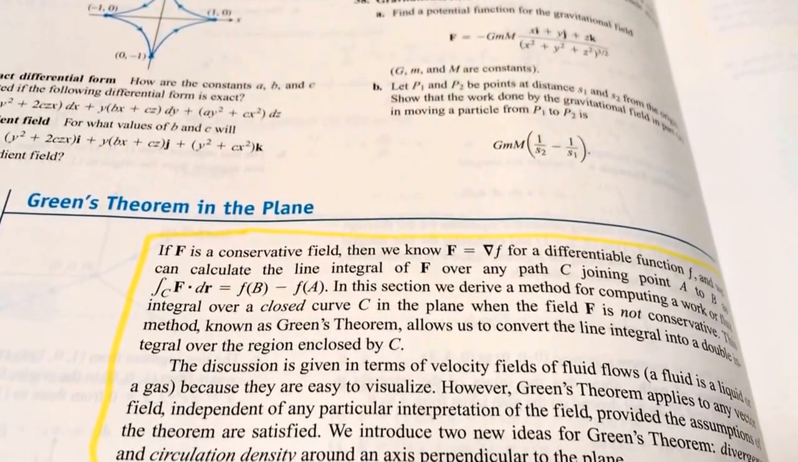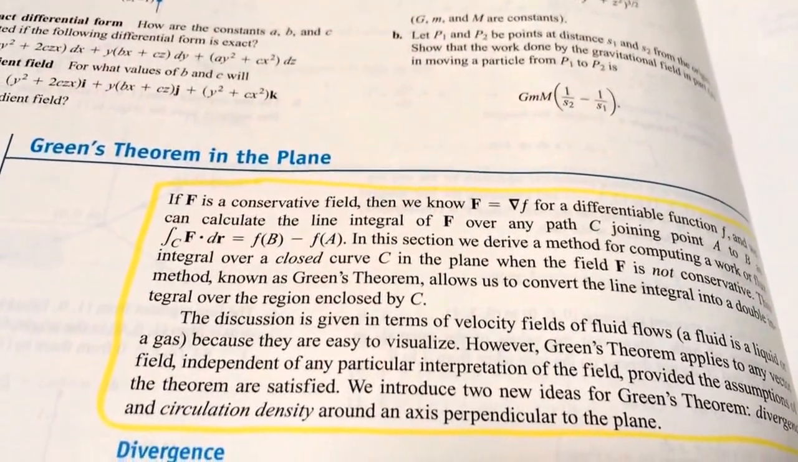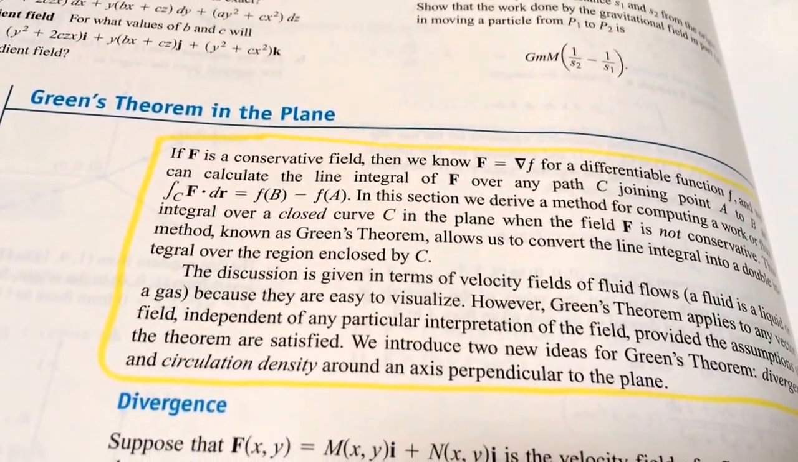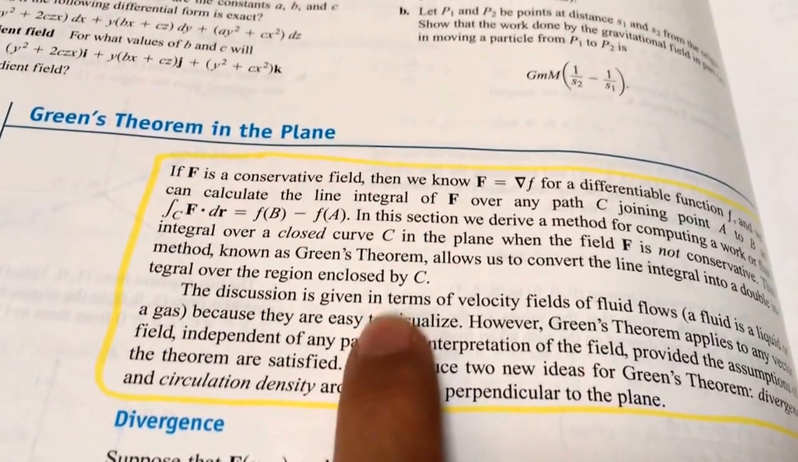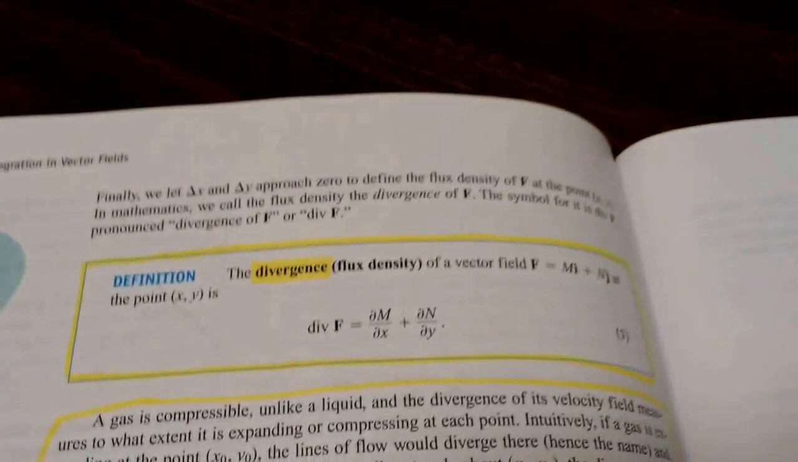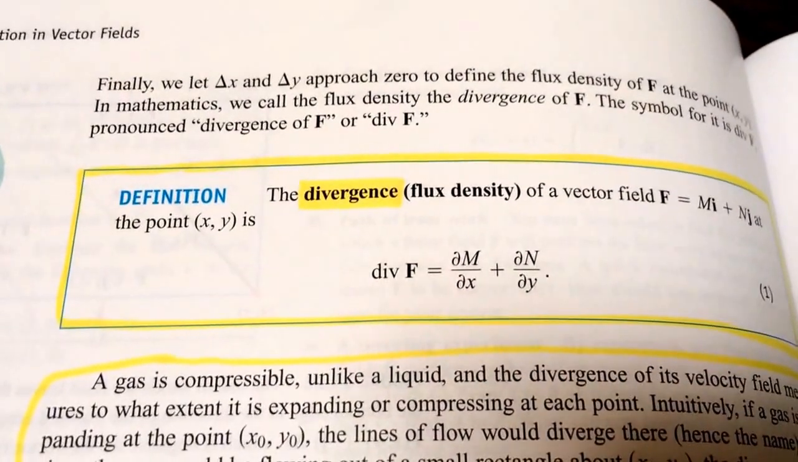But what we're going to do with Green's theorem is take these line integrals that we've been working with in chapter 15 and change them into double integrals. So it talks here in this paragraph kind of where you would see this, how you would use it, assumptions, whatnot. So it starts with divergence, and this is also known as flux density.